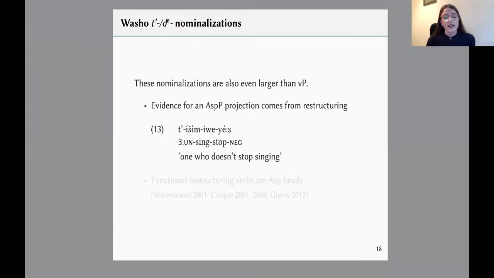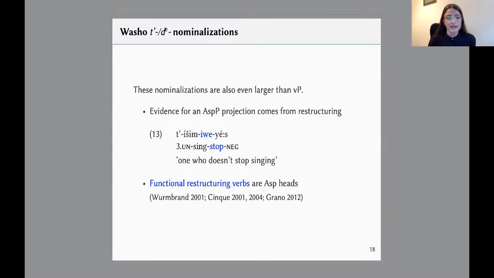Right, and I'll just note here, fairly briefly in passing, for completeness, that these nominalizations are also larger than little vP. So we have additional evidence for ASP, which comes from restructuring. You can see this here in 13, Tisham Iwe, "this is one who doesn't stop singing." And the idea here is to follow the idea that functional restructuring verbs are ASP heads. So iwe here is the aspectual predicate that simply takes the place of a functional head in the clausal spine. And so the presence of this type of affix inside of the nominalization indicates the presence of ASP.